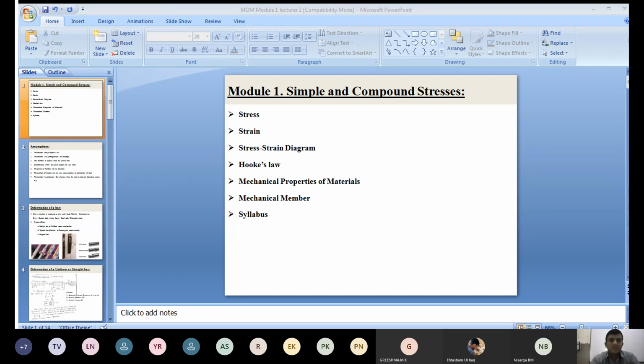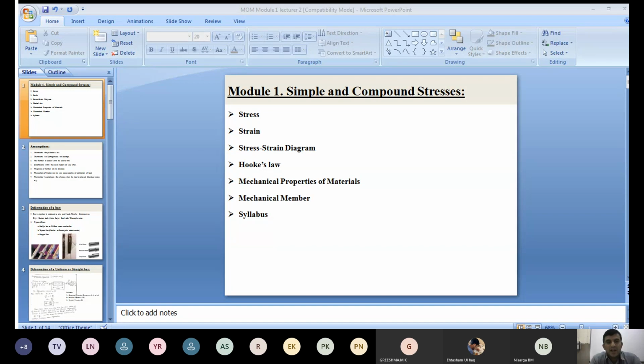Then different types of strains are there based on how the body changes its dimension. A change along the axial direction is called longitudinal strain or axial strain. A change in the lateral dimension is called lateral strain. The change in shape of a body when subject to an external shear load is called shear strain. Then we discussed the stress strain diagram for mild steel, or low carbon steel.